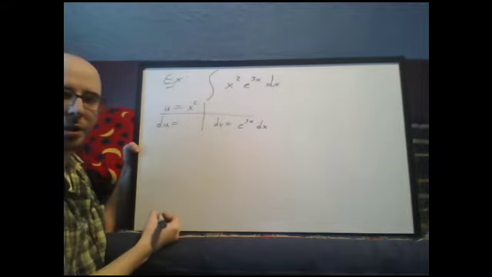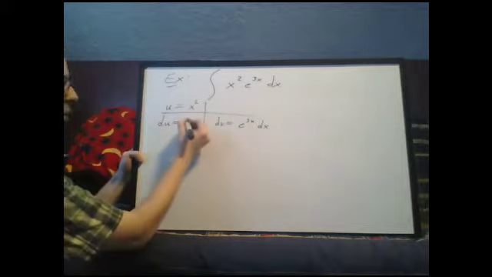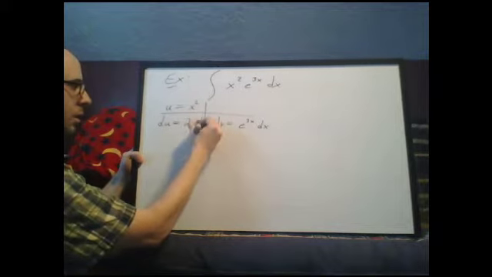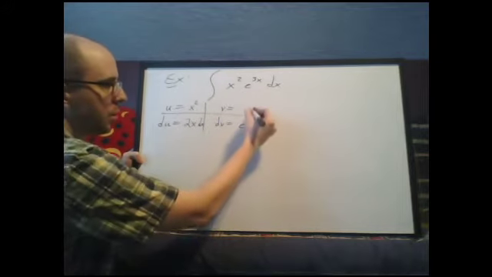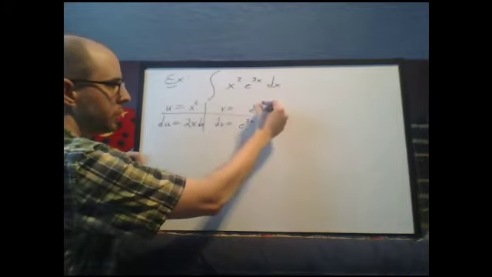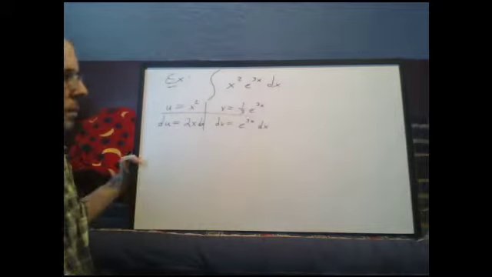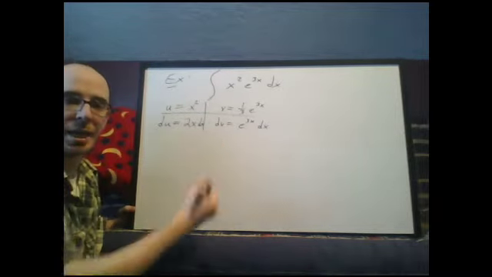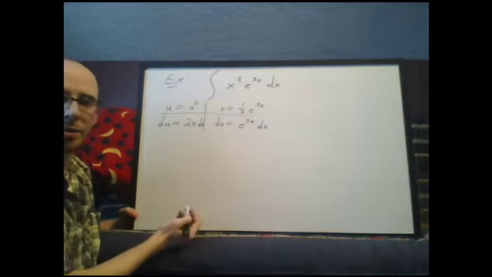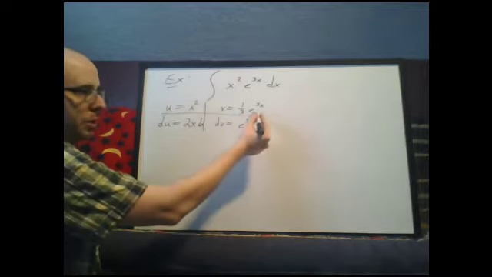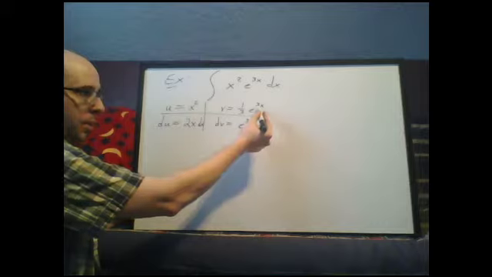And then we figure out our missing pieces. du would be 2x dx. v would be the antiderivative of e to the 3x, which is e to the 3x divided by 3. Right, because when we anti-differentiate e to a power, you keep the same exponential function, but you divide by the coefficient in the power.